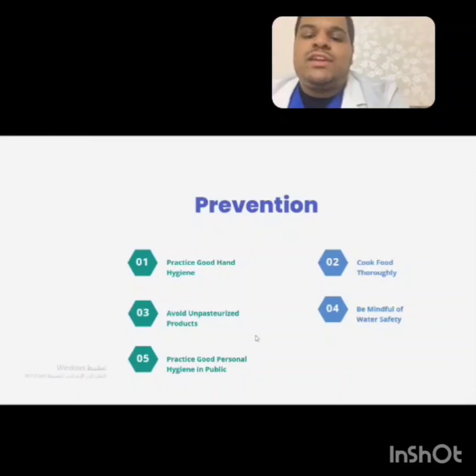Four, be mindful toward water safety: avoid drinking river and lake water. Five, practice good personal hygiene: use proper hand hygiene after using a public restroom.